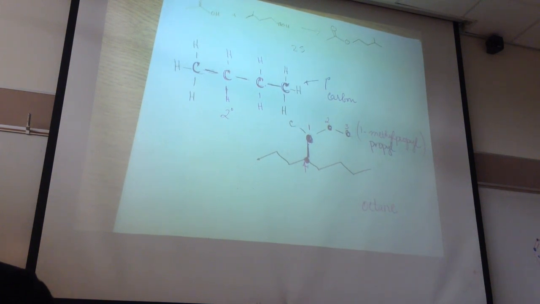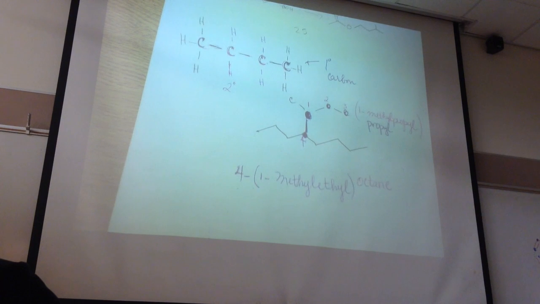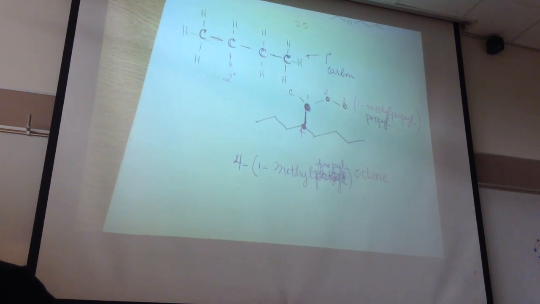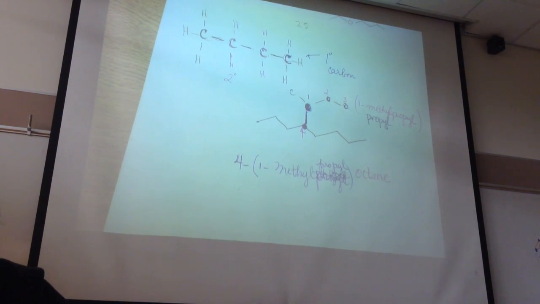So now in the new IUPAC, this is called 4, because I'm attaching that to carbon 4. Because it is a substituted substituent, it's in parentheses, and this becomes your 4-(1-methylpropyl)octane, or one word, octane. That's propyl. You just were not reading correctly. 1-methylpropyl octane. Yes? And it makes sense.